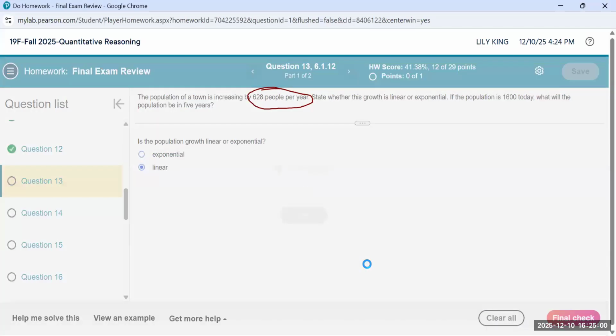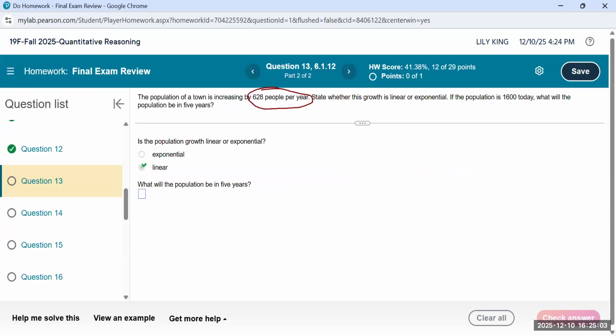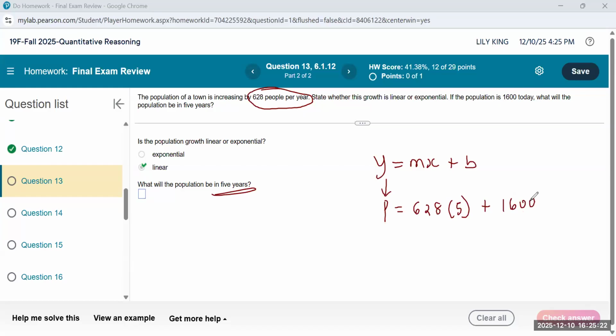And if it is linear, we have to use the equation y equals mx plus b. Now, the y is the population. The m, which is a recurring change, is 628. The x is the time. Time is 5 years. And the starting value is the population today. So we have 628 times 5 and then plus 1600. And that is 4740.